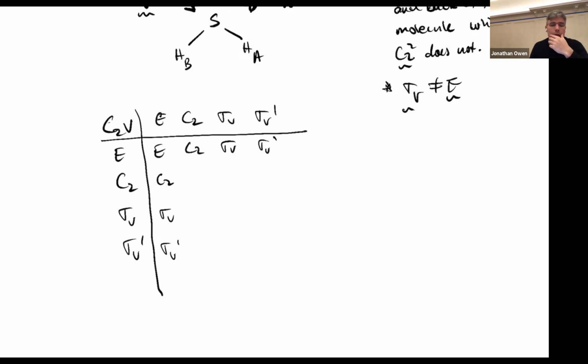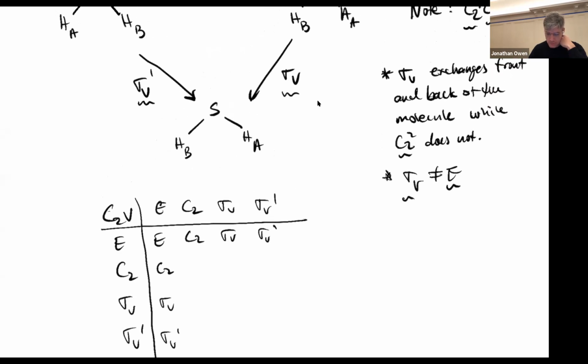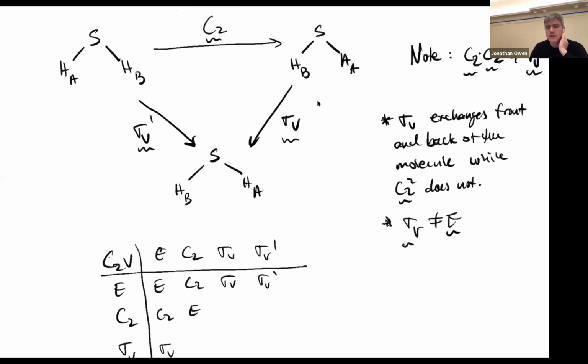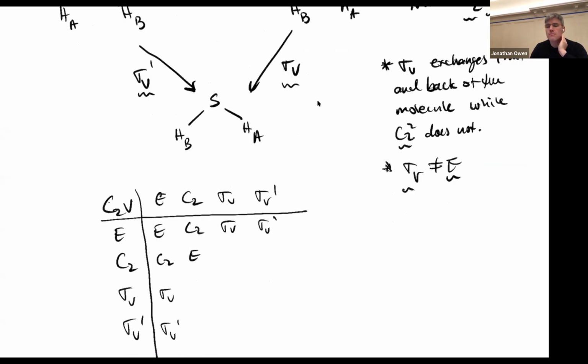So now we do the interesting ones. What if you do C2 twice? C2 twice is the same thing as E. And what if you do sigma V twice? You get E. It should also be E. E all down the diagonal, right? Sigma V prime is also an E. Planes of reflection are their own inverses. So you're going to get E's in those positions.